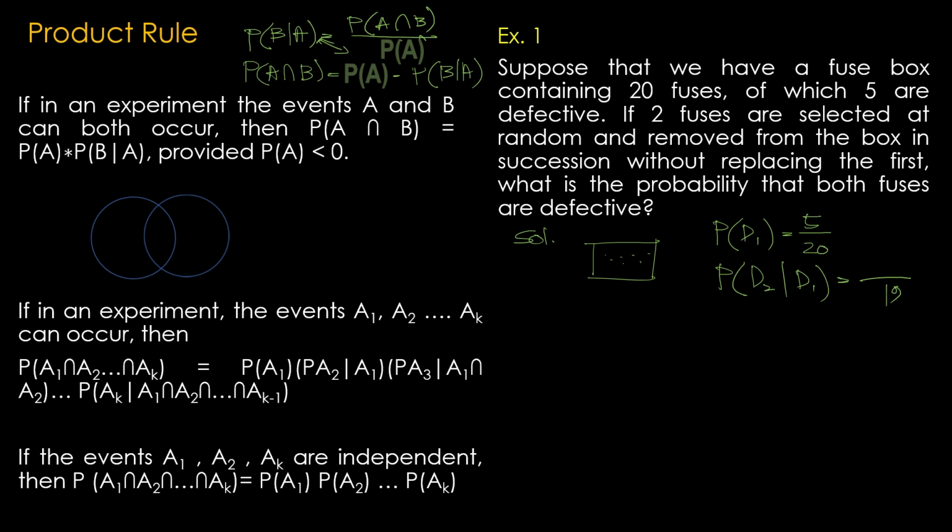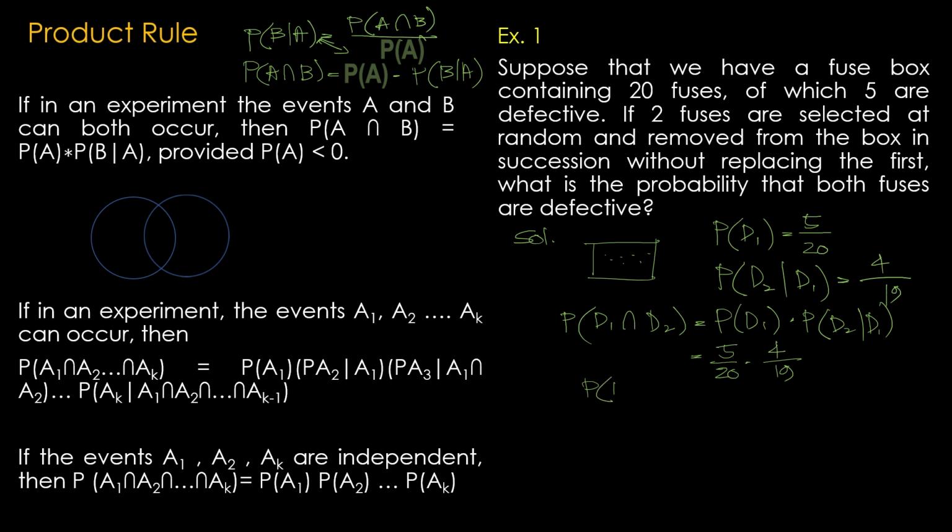And since you've drawn a defective fuse in your first draw, the number of defective fuses in the box was also lessened. So from 5, it becomes 4 now. Therefore, the probability of drawing both defective fuses in the box is the probability of D1 multiplied by the probability of D2 given D1. That is equal to 5 over 20 multiplied by 4 over 19.